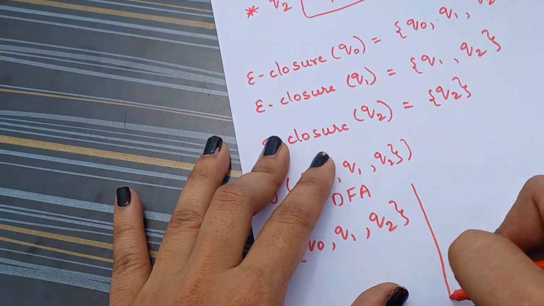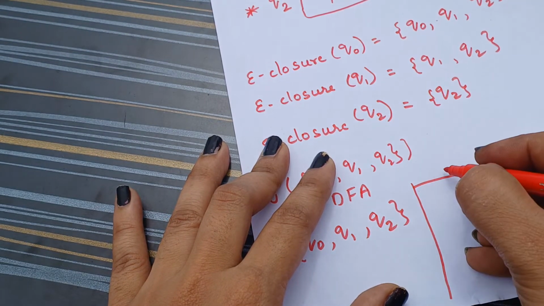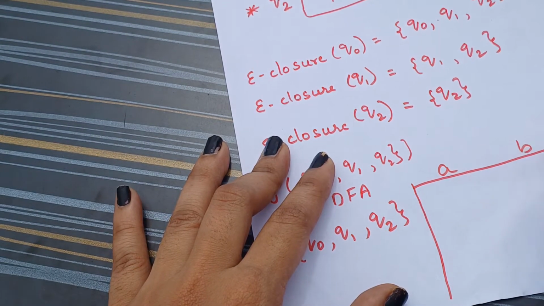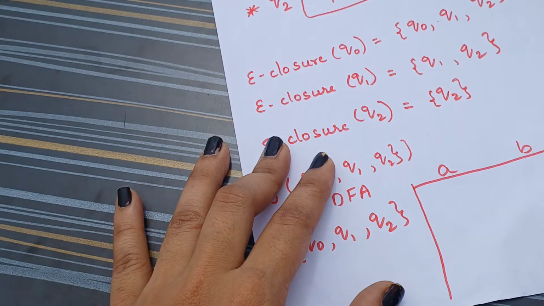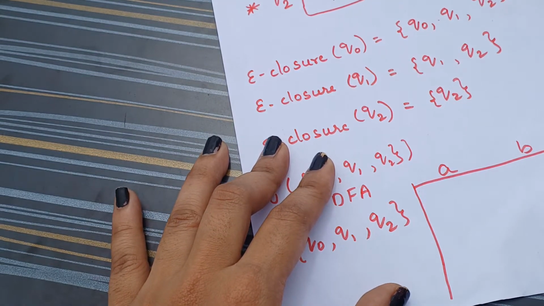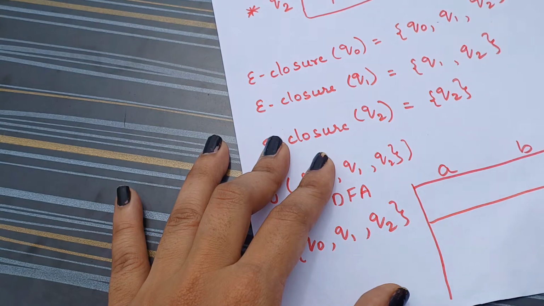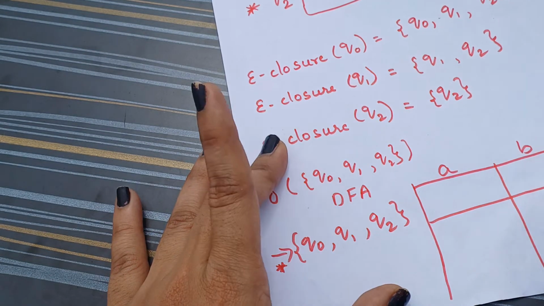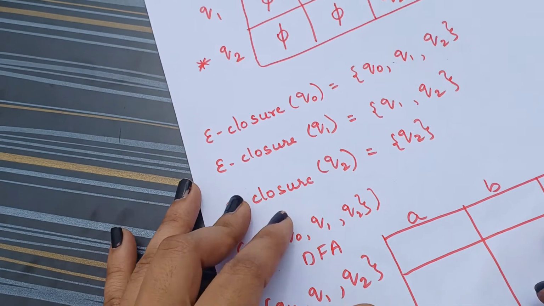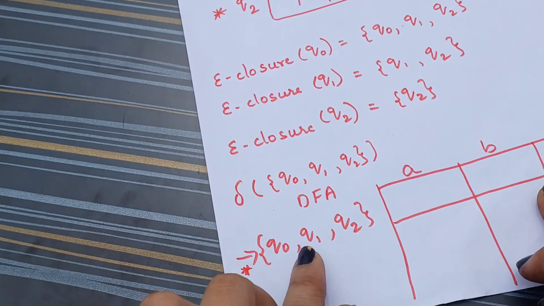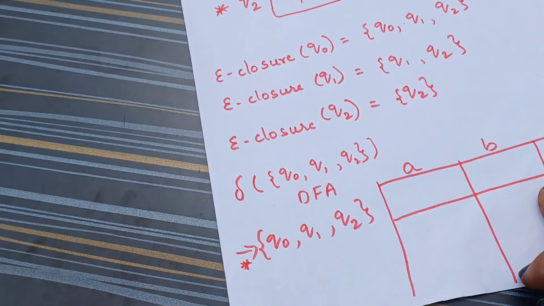So we have inputs A, B, C. How will we find the value for Q0, Q1, Q2? I will show with an example.